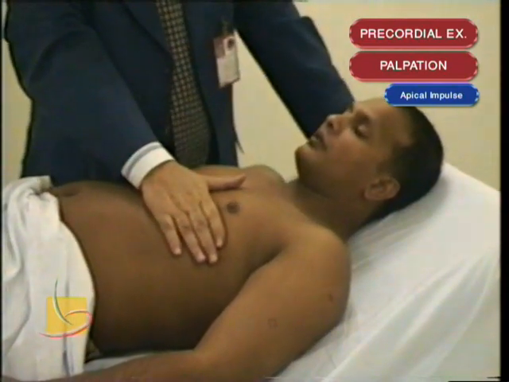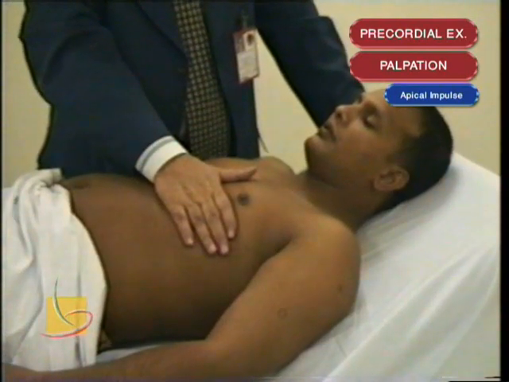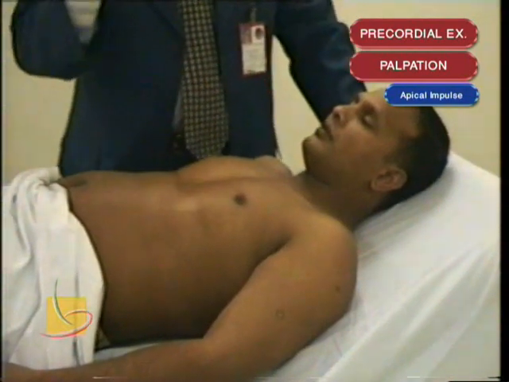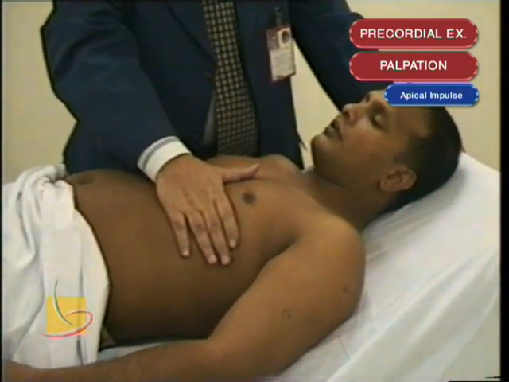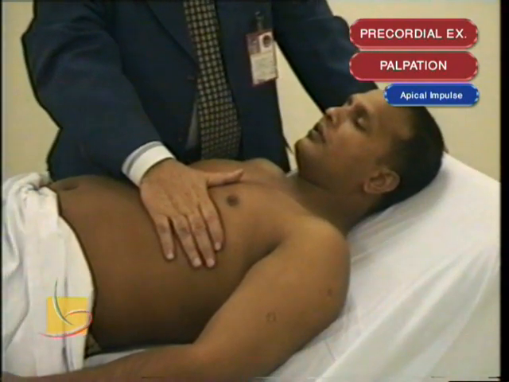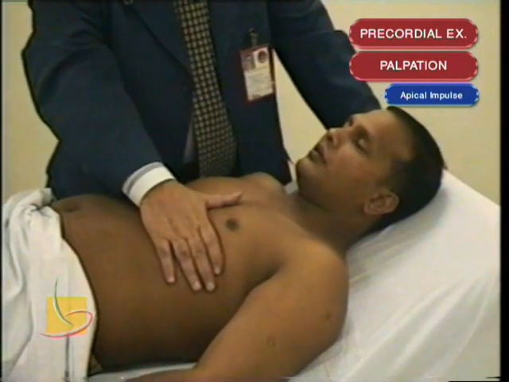Then we have to feel the apical impulse for a palpable thrill. Thrill means palpable murmur. So the thrill which can be palpable at the apical impulse is the systolic thrill due to mitral regurgitation or diastolic thrill due to mitral stenosis.